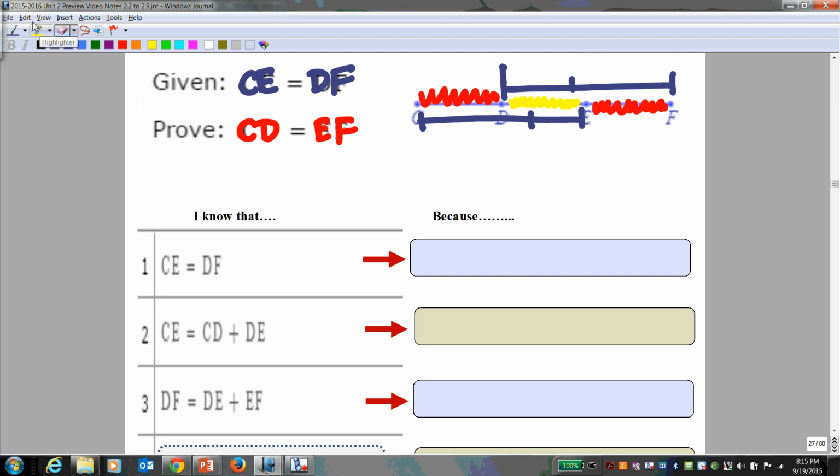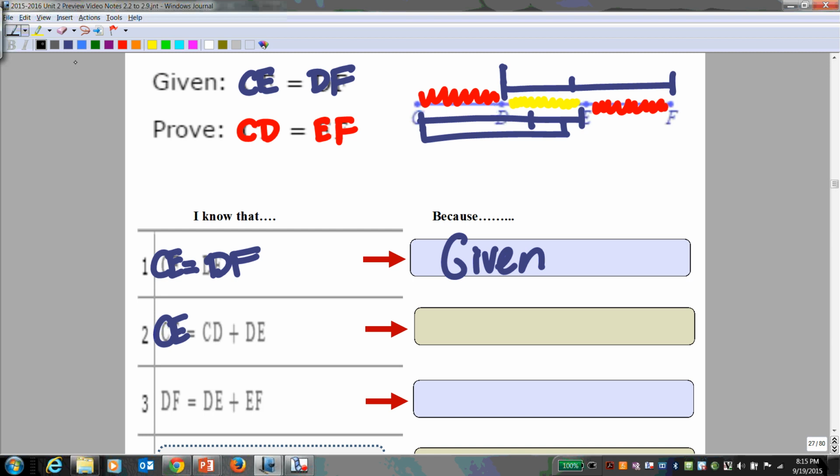Ready? Now we're just going to document what we know is true. Watch carefully. Color code with me if you can. DE is equal to DF. We know that because it's given. CE, this segment right here, is equal to C to D, that's the red, plus, I just changed the color to green so it's easier to see, DE. Why do we know that? That's called segment addition.